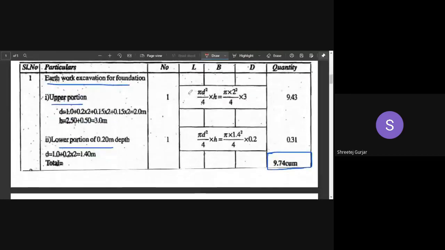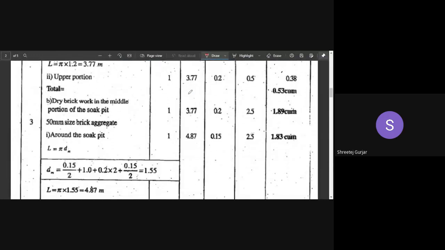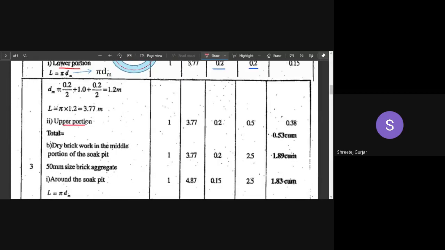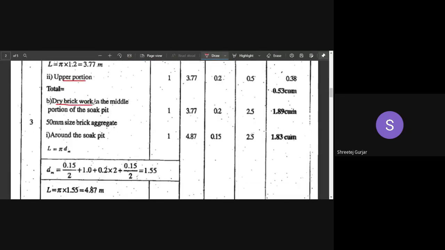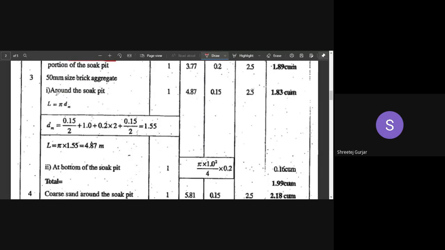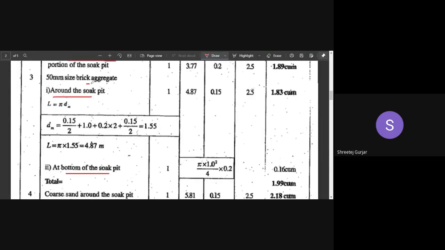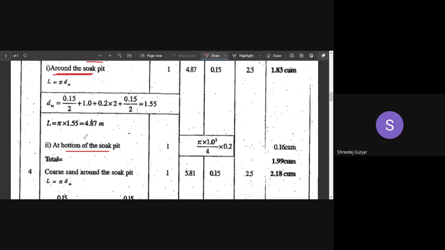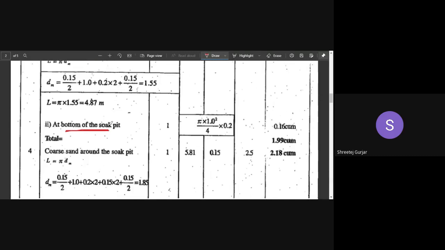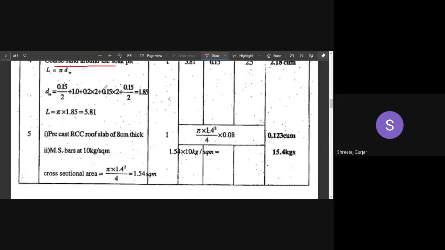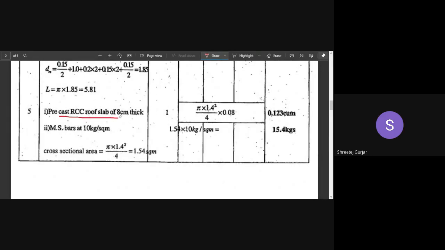Then let me show you in the tabular form. Brickwork in the lower and upper portion we have covered. Then dry brickwork we have covered. Then 50 mm size brick aggregate around the soak pit and at the bottom of the soak pit, which I calculated last. Then coarse aggregate around your soak pit, we have calculated. Then we have calculated the precast roof slab quantity.